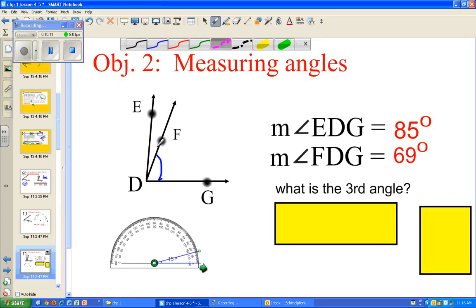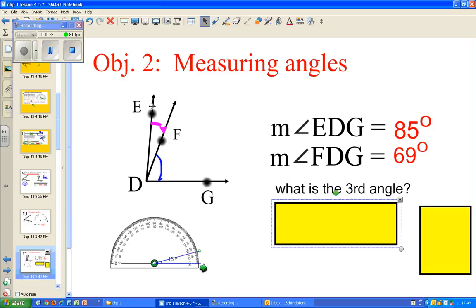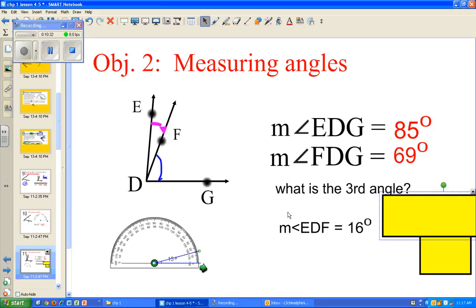which I'll mark here in pink, or again, use the properties that we did the other day with the postulates. The big one minus the medium one will give you the small one. And when you label it, you should label it either EDF or FDE. Just make sure you have D in the middle and F and E surrounding it. And you should have got approximately 16.